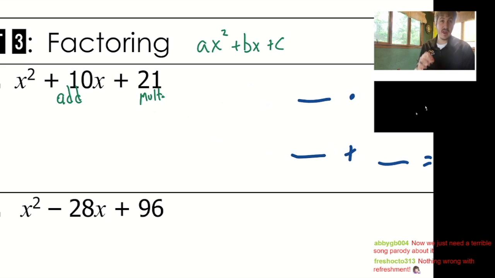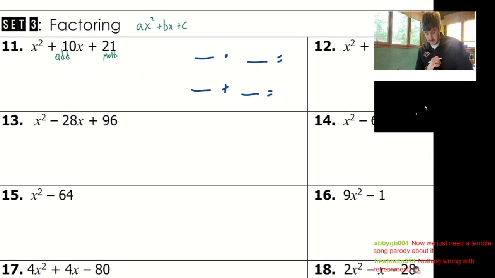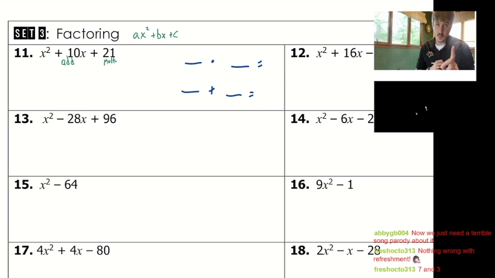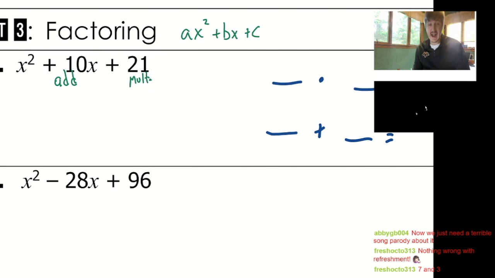And then for the A term, for all of these, we should note that the A term needs to be 1 for this method. You'll see that in 17 and 18 it is not 1, so we're going to have a different method for factoring them. But for all the other ones, they should be fine. Oh, number 16 also doesn't have a number in front of it.